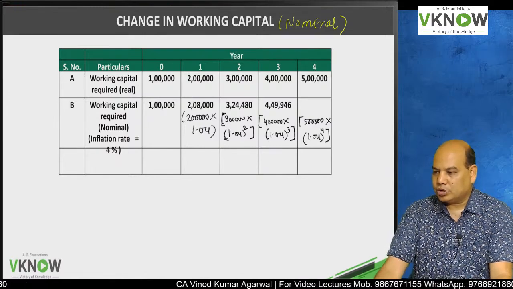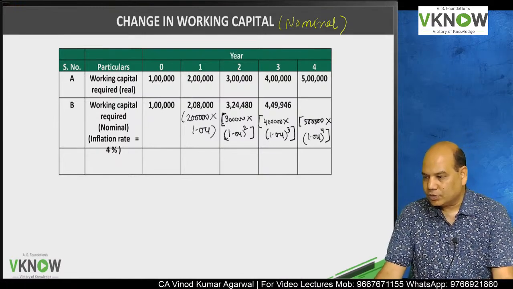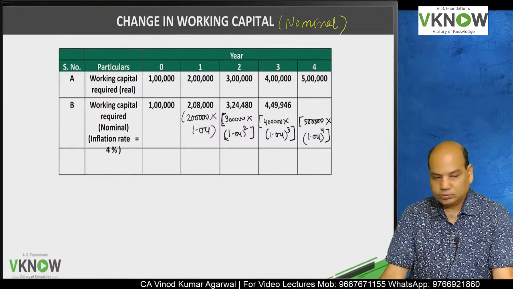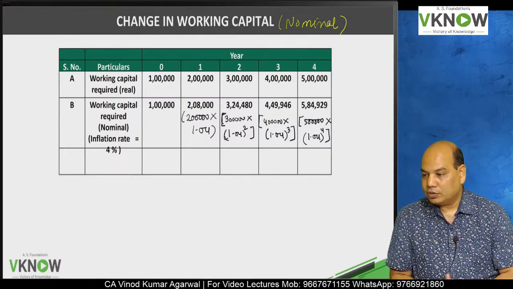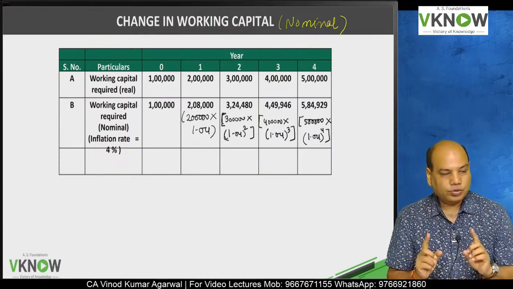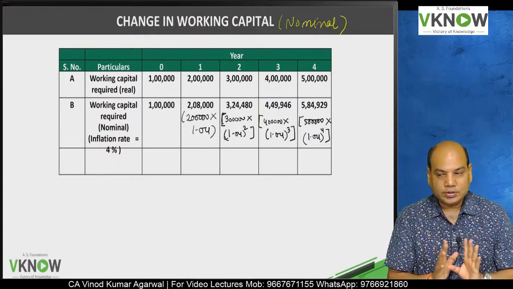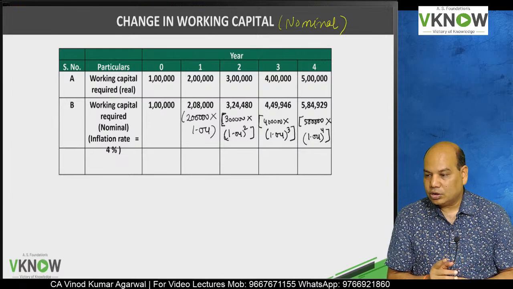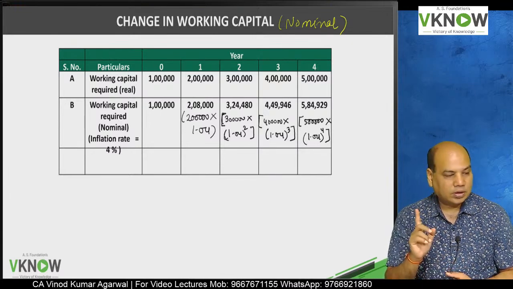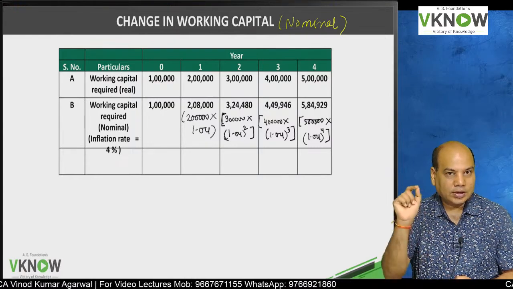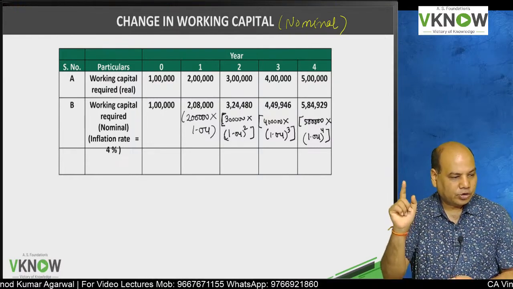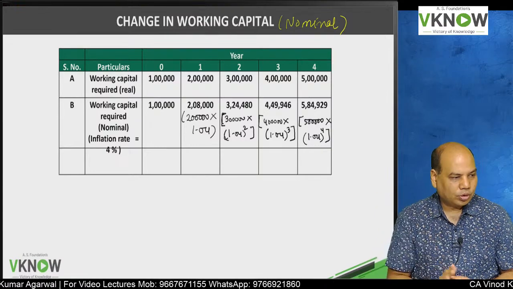Working capital is subject to 4% inflation. Answer please. What is the answer? 584,929. If you want to write the calculation, you can write, so that later on you have no confusion. If you think you will have doubt in future, write the calculation. If you are sure, please go ahead.